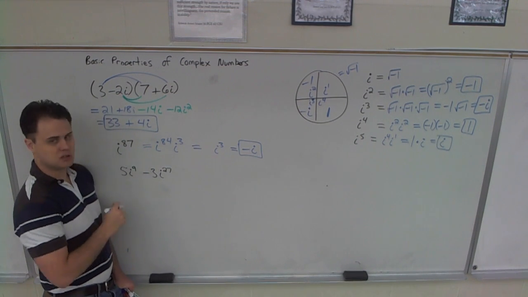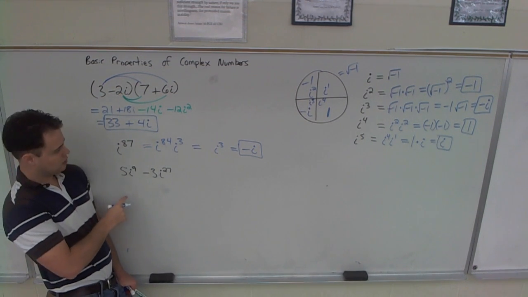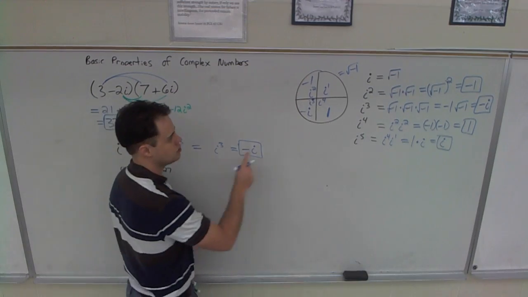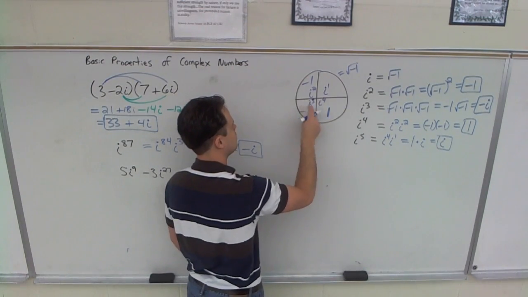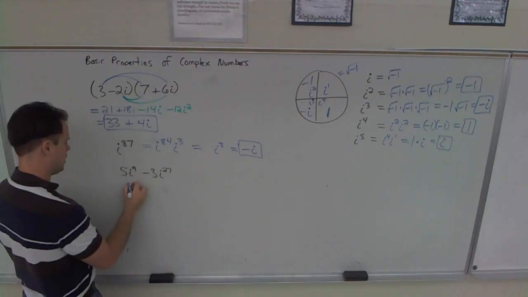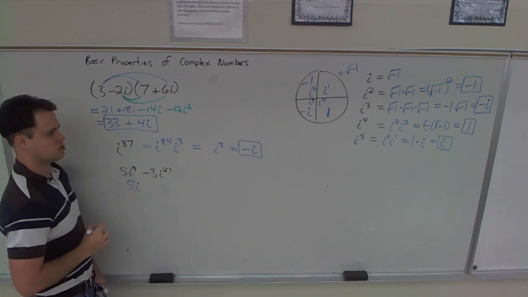Okay, down here I'm just going to do it for each piece separately. So i to the 9th, you could count. You could go 1, 2, 3, 4, 5, 6, 7, 8, 9. So that's just i, or in this case, 5i.